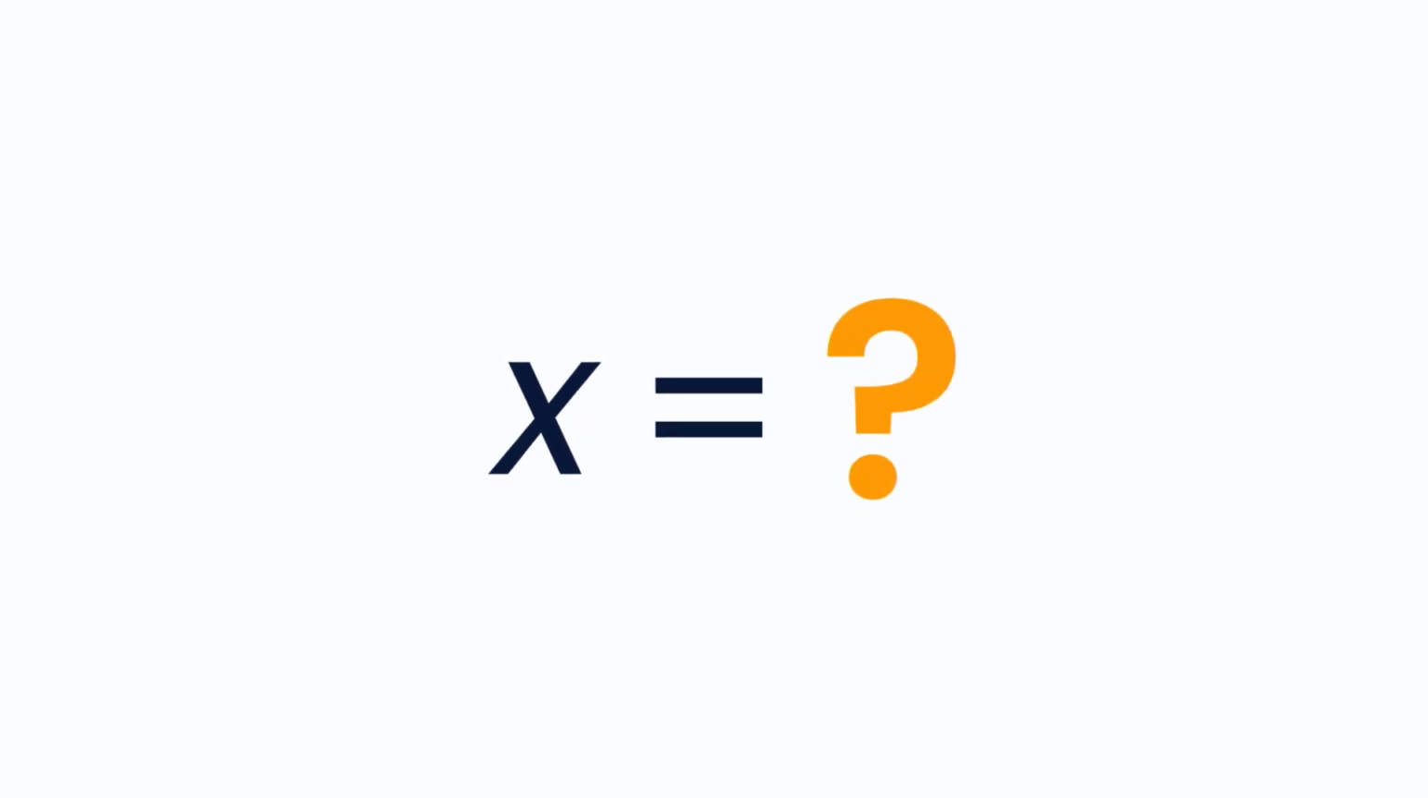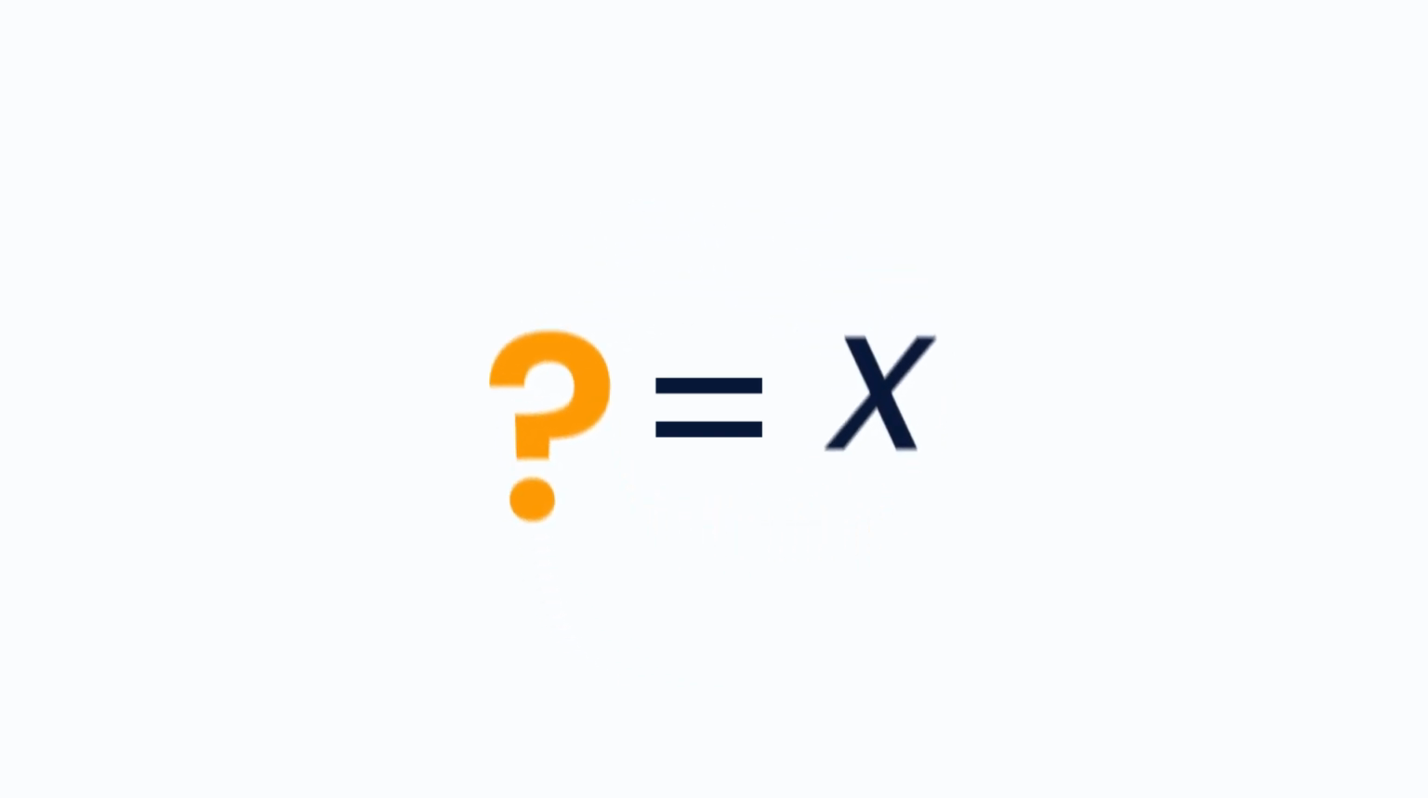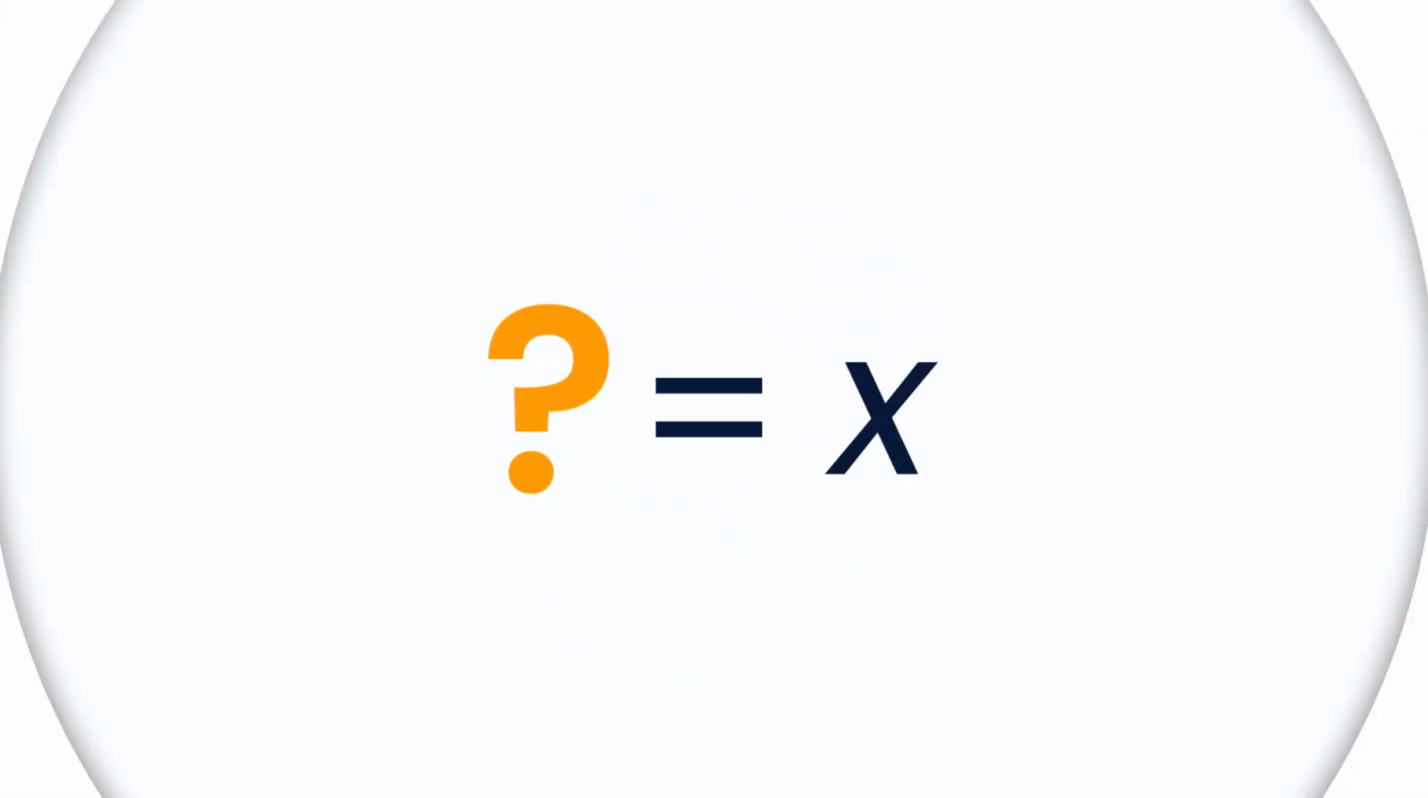However, in other situations, it is not as easy to see the value of the variable. In those cases, it's quite useful to use a variable to represent that unknown value.